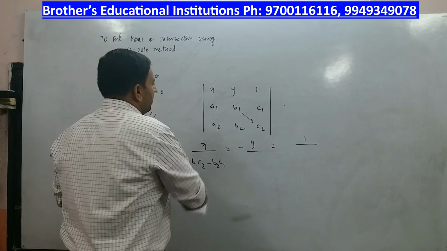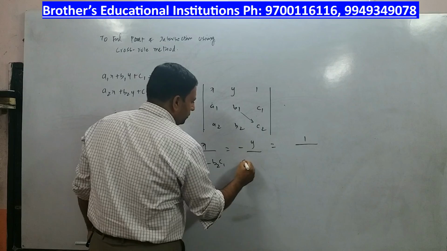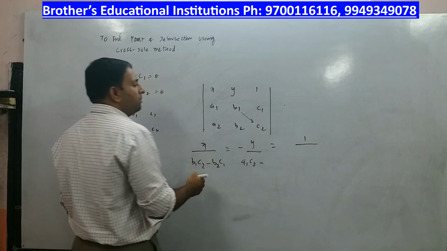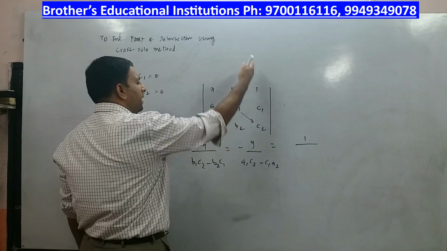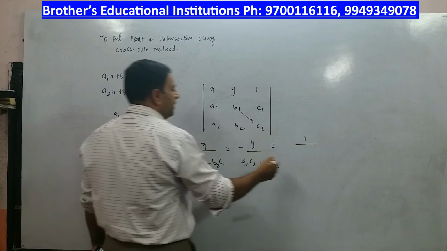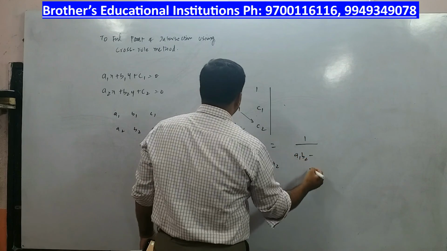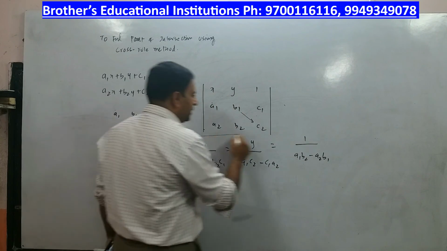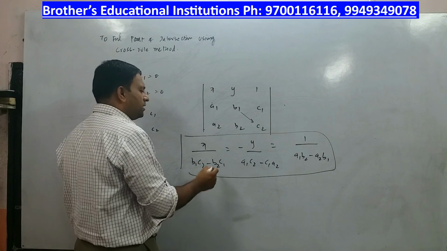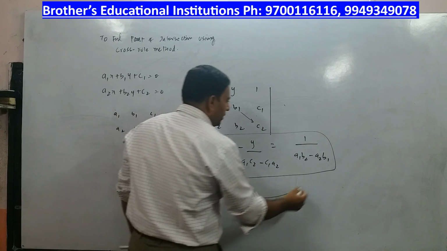Sorry, it is a1 c2 minus c1 a2. Similarly, you will write 1. So it is a1 b2 minus a2 b1. Alright, so you will write things in this way. Once you have written these things in this way, what you are going to do? You are going to equate.